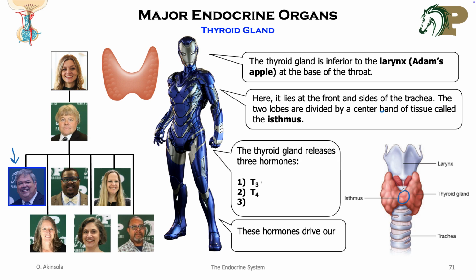The thyroid gland will release 3 hormones, T3, T4, and calcitonin. There are the full names for T3 and T4. We will talk about the structural differences between those two in just a few moments. These hormones that the thyroid produces will drive our metabolism.